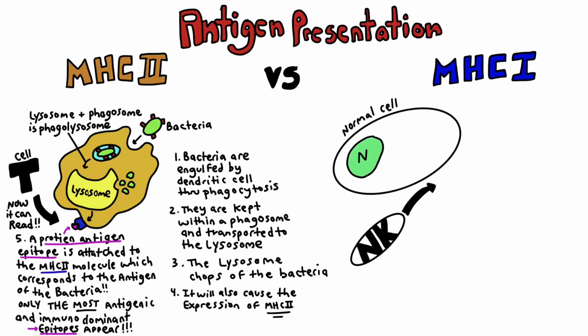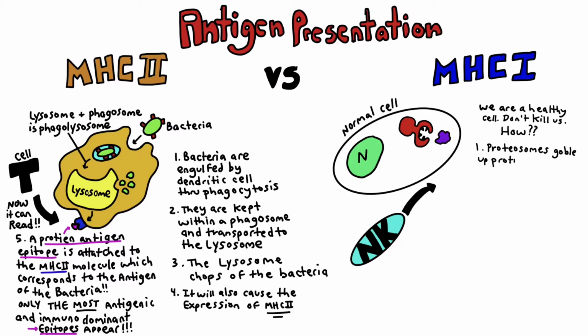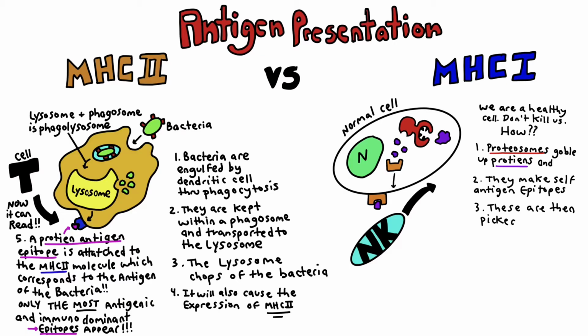Then in an MHC1, what happens is we usually are using MHC1 so that the NK cells don't come about and kill us. And how does this happen? There's a protease, or the proteasome, that gobbles up any proteins that are hanging out within the cytoplasm and does the same thing as the lysosome pretty much did, where it creates an epitope that then this MHC1 molecule can pick up, take to the cell membrane, and say to the NK cell, "We're healthy, don't kill us."